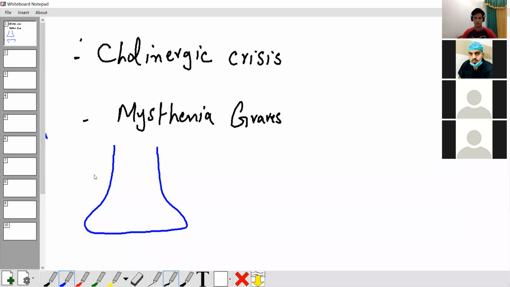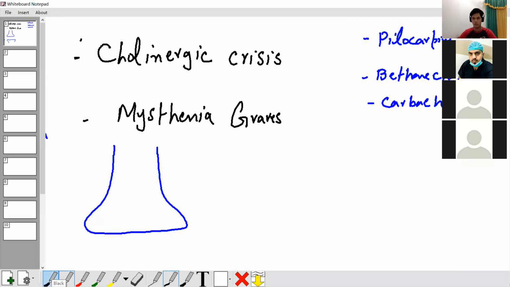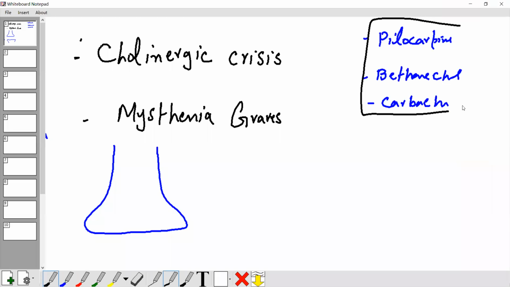Yesterday we were done with the uses of atropine, phenol and carbachol. These drugs were directly acting. Yesterday we also covered one drug, pyridostigmine, which is indirect acting. This pyridostigmine we use for myasthenia gravis.